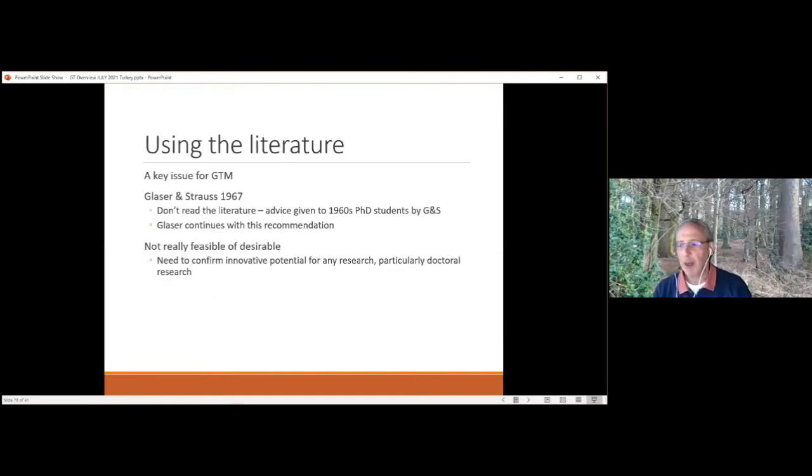Using the literature is a big problem, because Glaser and Strauss, and Glaser continues to say, don't read the literature. Now, if you've been a PhD student and you've put in a research proposal, you will know that if you say, I haven't read the literature, you will get a very strange look from your assessors and evaluators, who will say, well, how do you know your research is going to be useful? You can't not look at the literature.